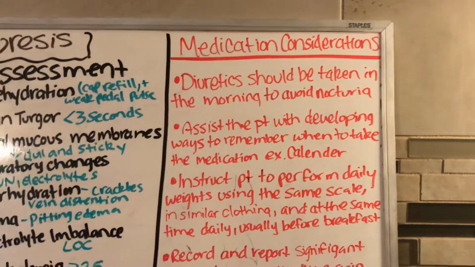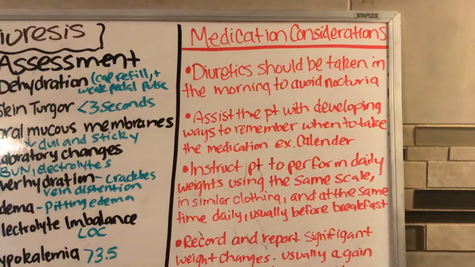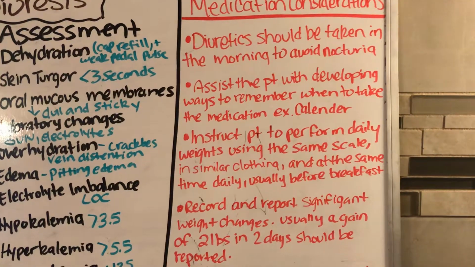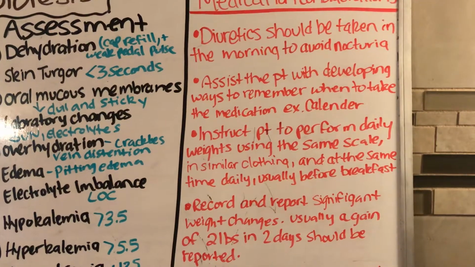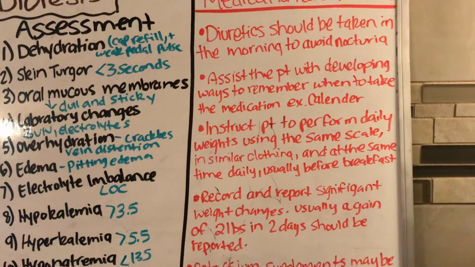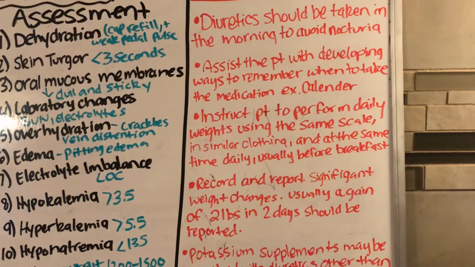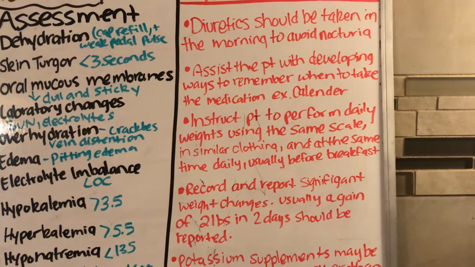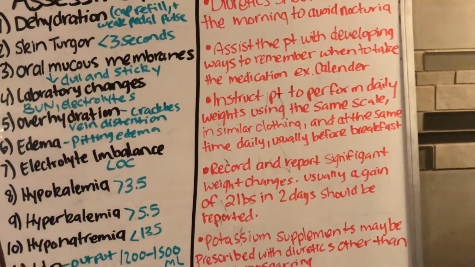So diuretics should be taken in the morning to avoid nocturia. You want to assist the patient with developing ways to remember to take the medication, so you can set up a calendar or something for them to write it down. You want to instruct the patient to perform daily weights using the same scale in similar clothing and at the same time daily, usually before breakfast.